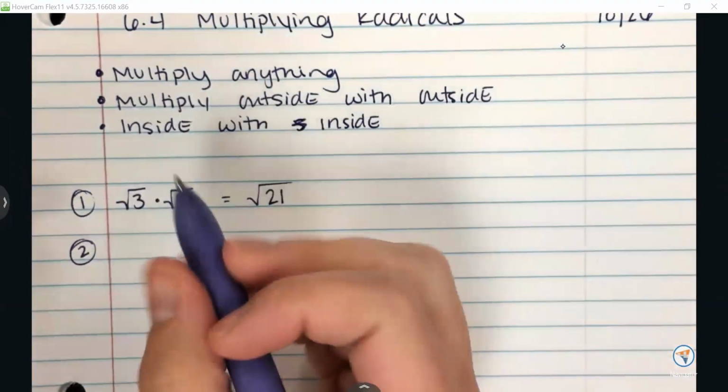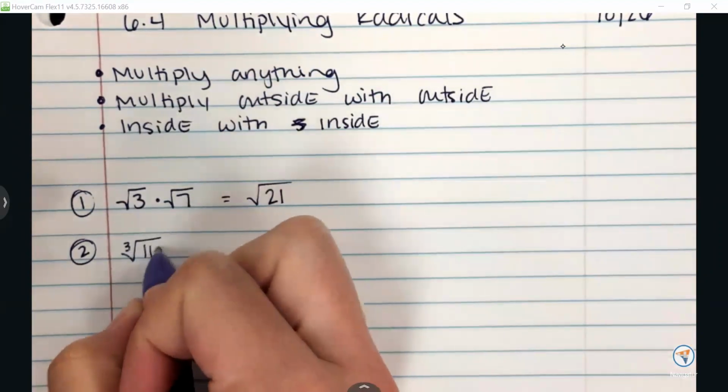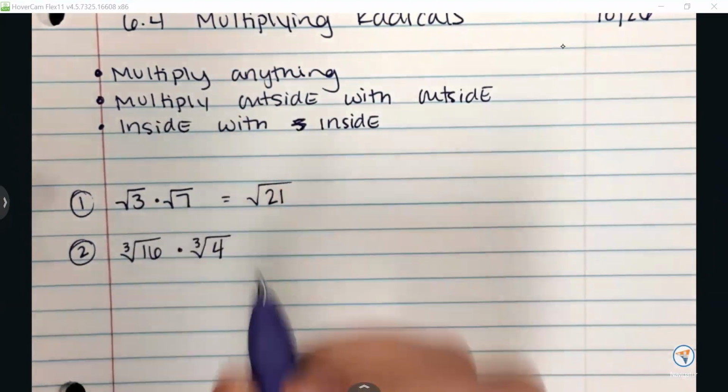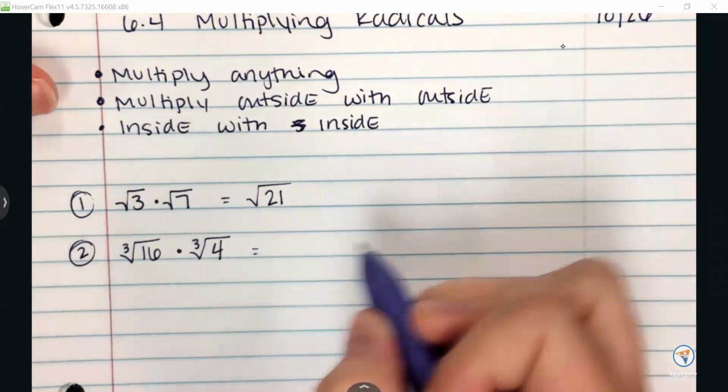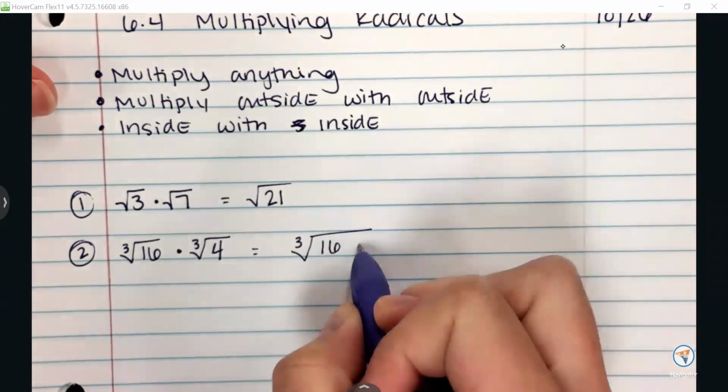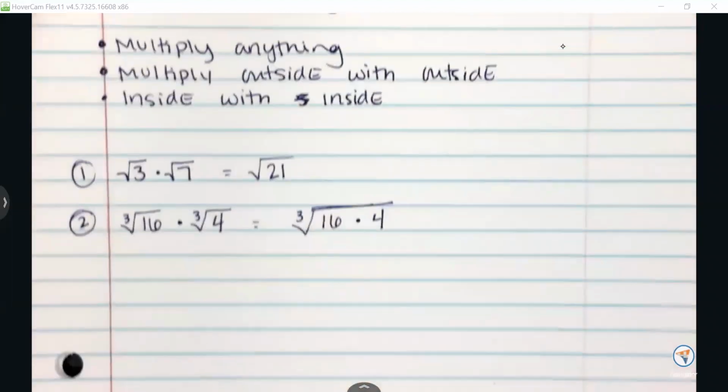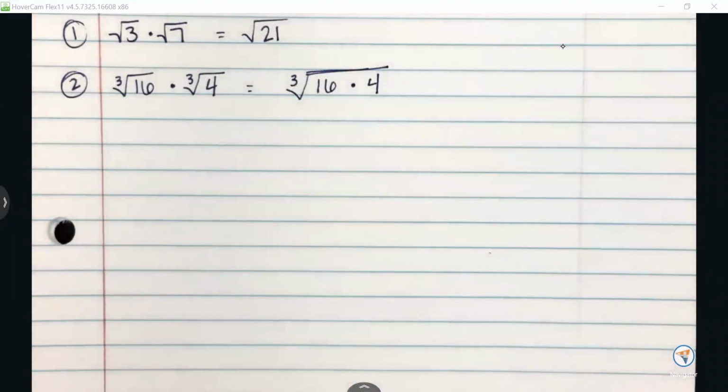Number 2 says the cube root of 16 times the cube root of 4. Now, here's where you have two choices, okay? You can break these down, then you can multiply, then you can break them down again. I think that's a lot of work. You can also multiply these and get a bigger number. 16 times 4 is not that big of a number. However, they're not always going to be that small, okay? Here is what I do. I rewrite this as one cube root of 16 times 4. So I have both of them underneath there, 16 times 4, okay?